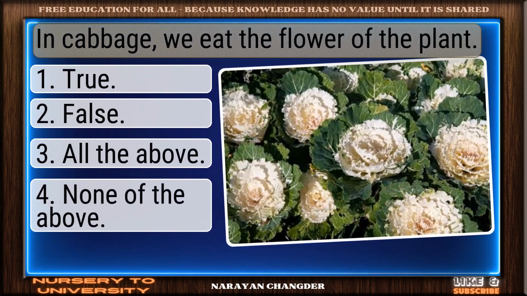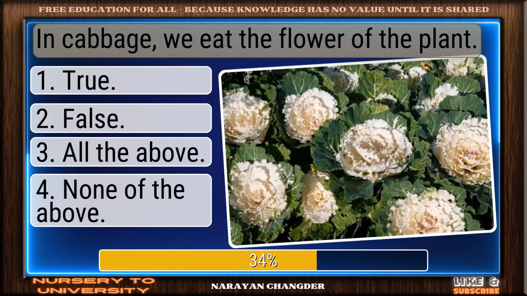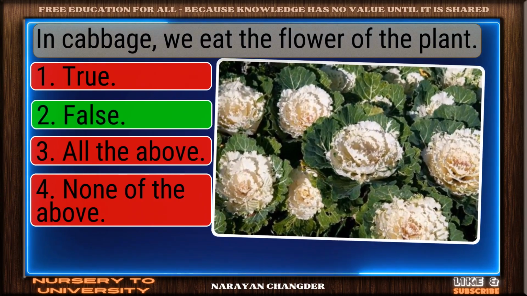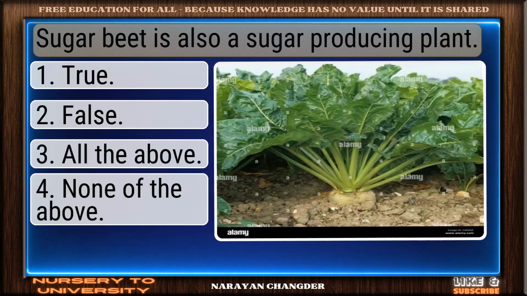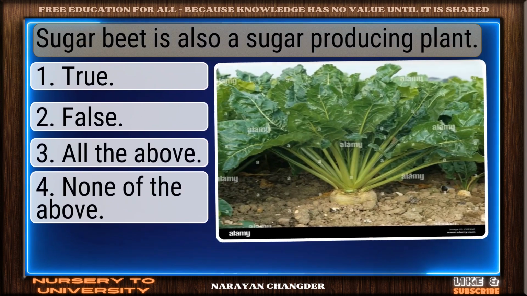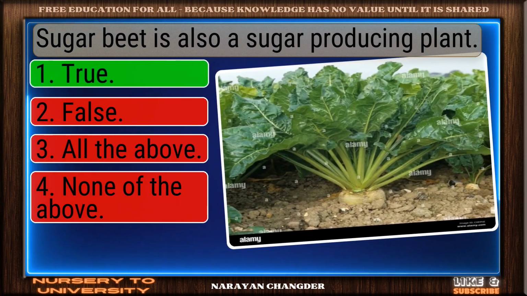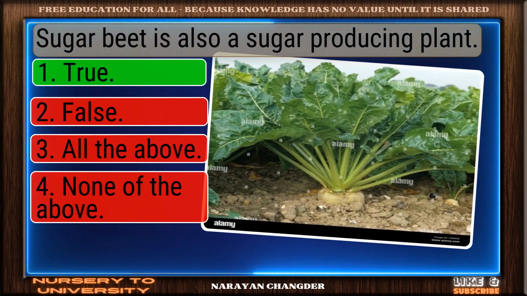In cabbage, we eat the flower of the plant. Nice selection. False is the correct and valid answer. Sugar beet is also a sugar-producing plant. Good job. Your answer true works well here.